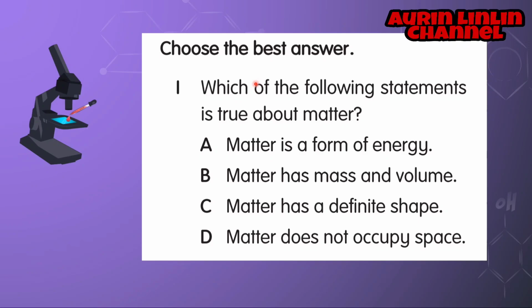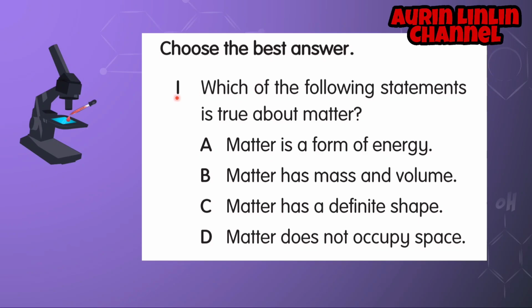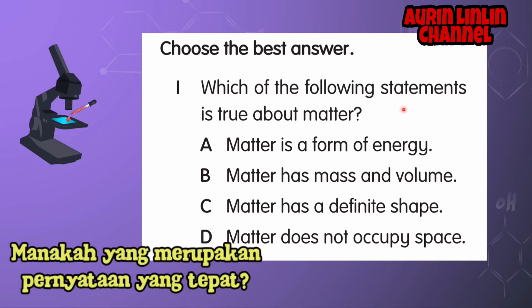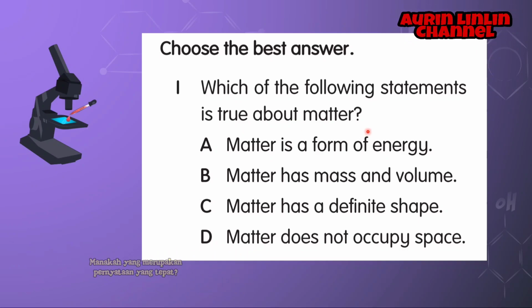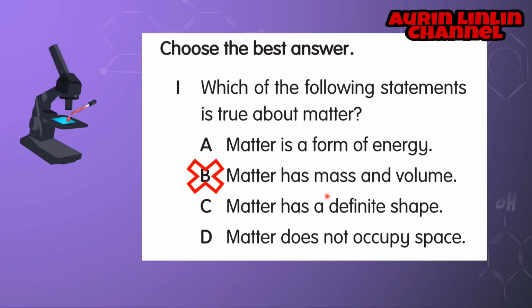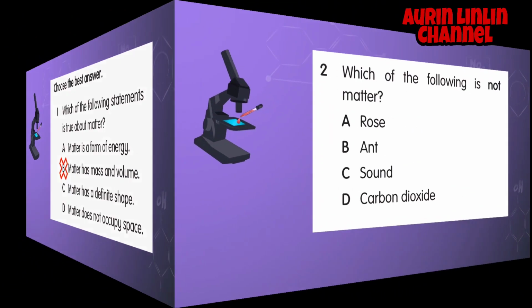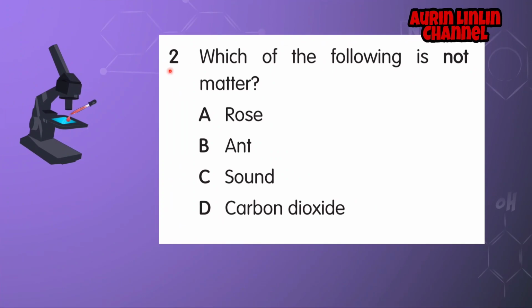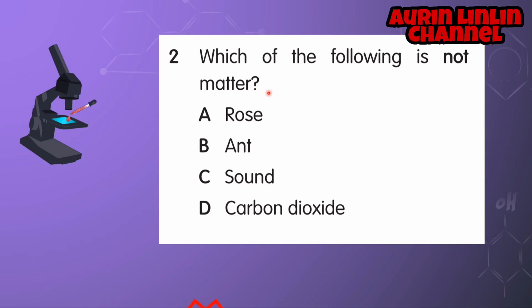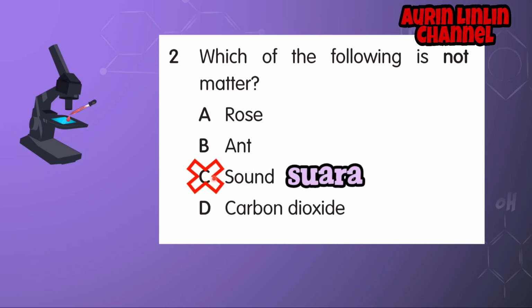Choose the best answer. Question number 1. Which of the following statements is true about matter? And the answer is matter has mass and volume. Question number 2. Which of the following is not matter? And the answer is sound.